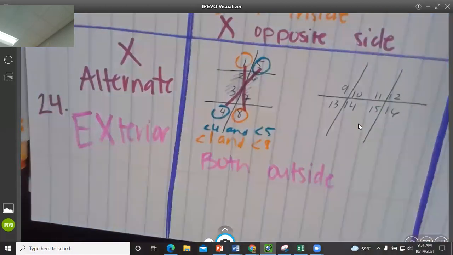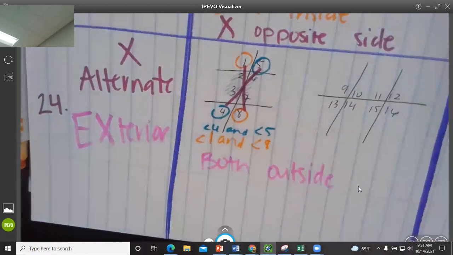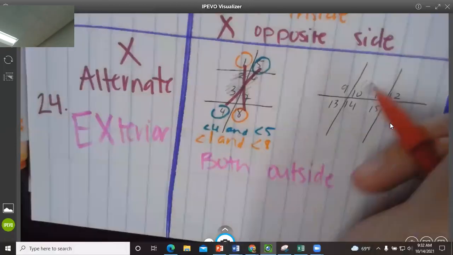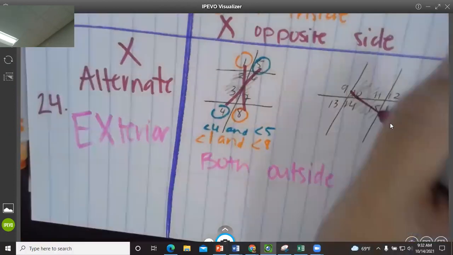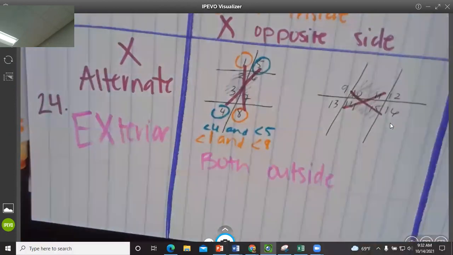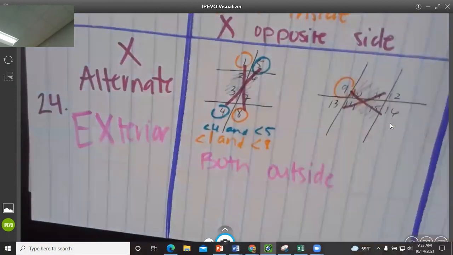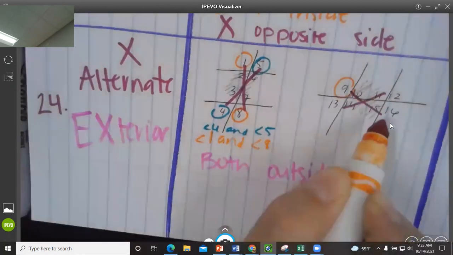So I would like for you on this one to shade the inside and then make the really big X. Okay, here's the inside. So a big X. It would be outside 9. Mariana, can you tell me the opposite one of 9? Yeah, 16.